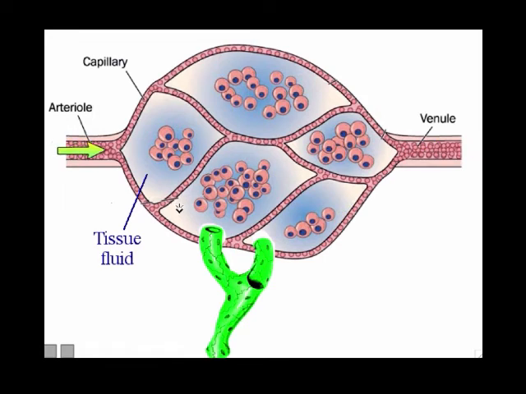Well, there's a term for that excess tissue fluid that has to be drained away. We call it the lymph. Here it is. The lymph is the excess tissue fluid. And your lymphatic system is basically a group of vessels and tubes and ducts, little tube-like structures that drain the lymph, that drain the excess tissue fluid back into your circulatory system.